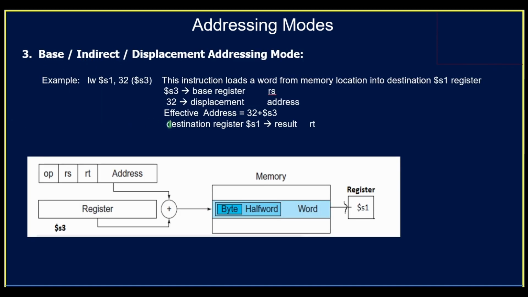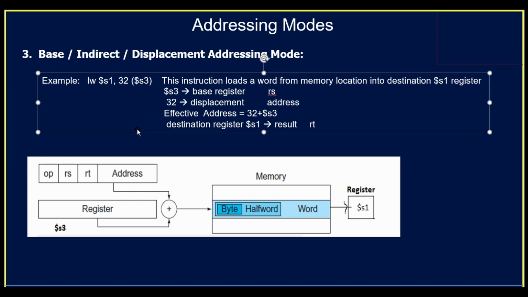The next one is base addressing. It is also called indirect addressing. It is also called displacement addressing mode. So any name you can use.